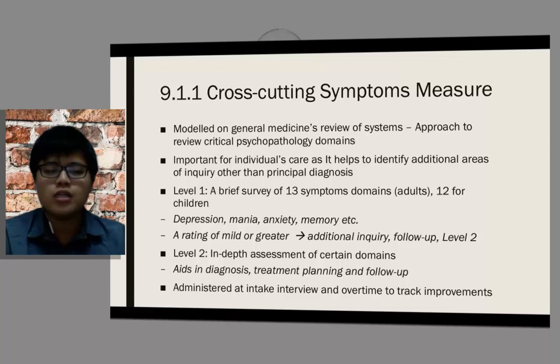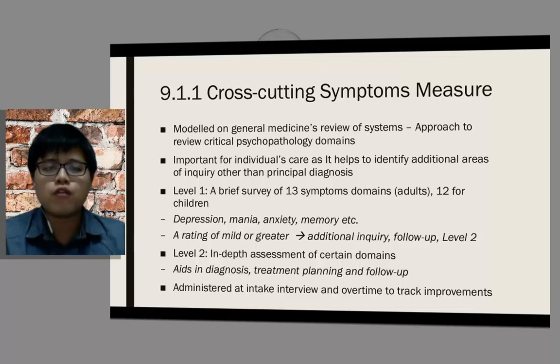Level 1 is a brief survey of 13 symptom domains for adults and 12 for children. The symptom domains include domains like depression, mania, anxiety, memory, and others. With a rating of mild or greater in level 1 of the cross-cutting symptom measures, it will require additional inquiry, follow-up, and the introduction of level 2 of cross-cutting symptom measures.